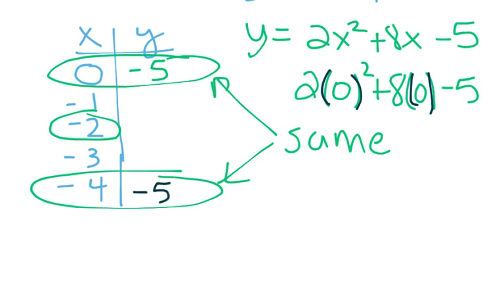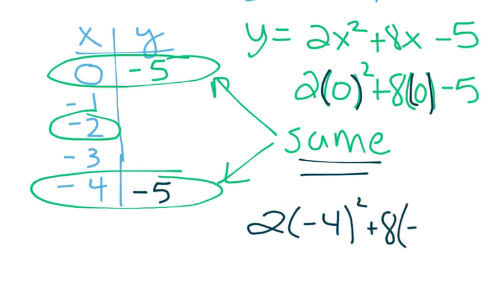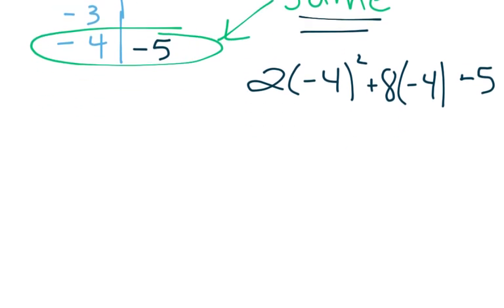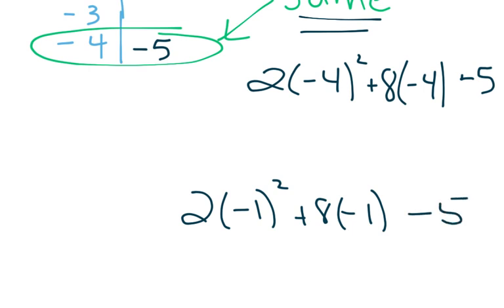This guy is negative 5 also, because they're the same number because of symmetry. And if I type in 2 times negative 4 squared plus 8 times negative 4 minus 5, that is the same number. Now if I plug in negative 1, I go 2 times negative 1 squared plus 8 times negative 1 minus 5.